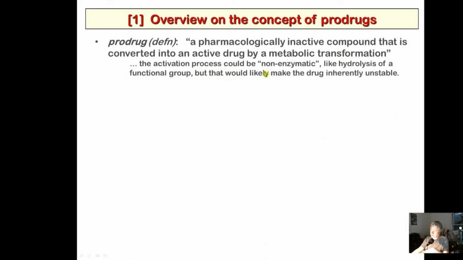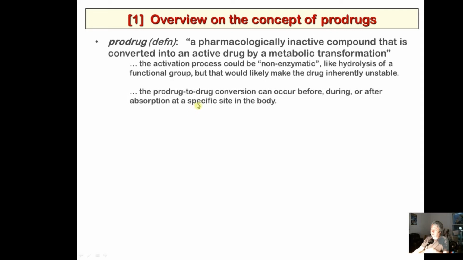The activation process could be non-enzymatic, like hydrolysis of a functional group, so that doesn't necessarily need an enzyme. It could be just water. But that would probably make the drug inherently unstable. So some functional groups, like an acid chloride, for example, will readily hydrolyze, but that's also a very electrophilic functional group, and maybe it would be toxic to us. Prodrug to drug conversion can occur before, during, or after the absorption at a specific site in the body. Ideally, it should be right where it's needed.